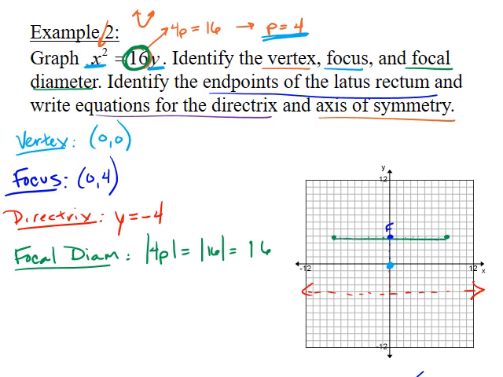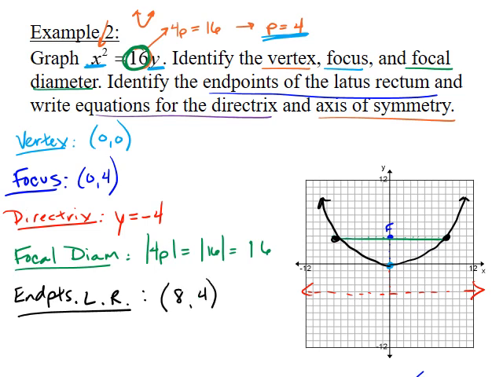And this is the focal diameter. So this will help me identify the shape of my parabola. The last thing I want to do is identify the endpoints of my latus rectum, which would be here and here. So from the vertex, I go to the right 8 units, up 4, and I also go to the left 8 units, up 4. So those would be my endpoints.